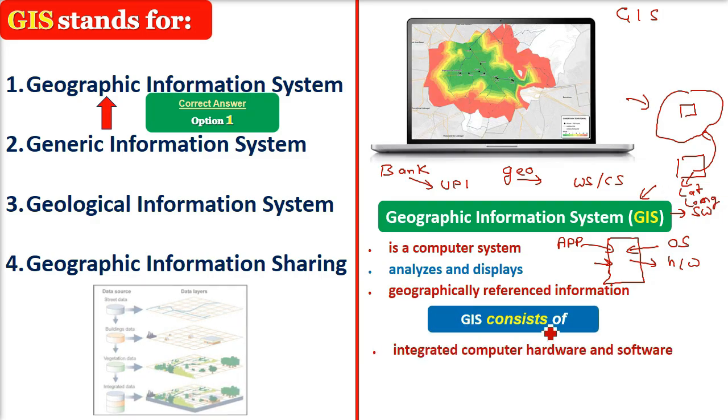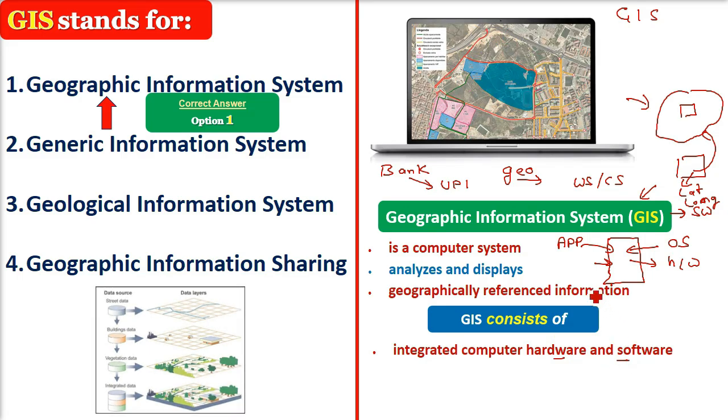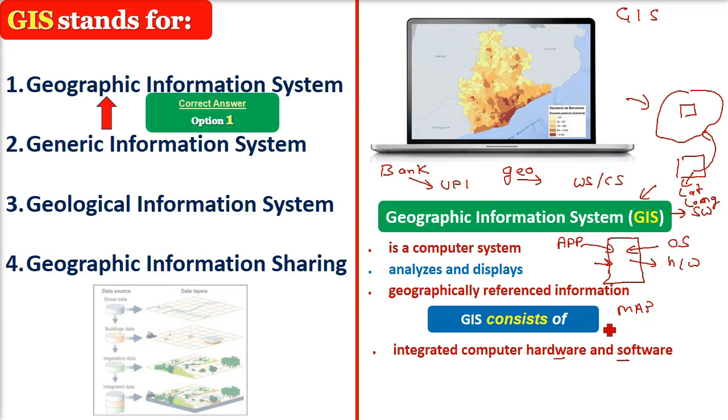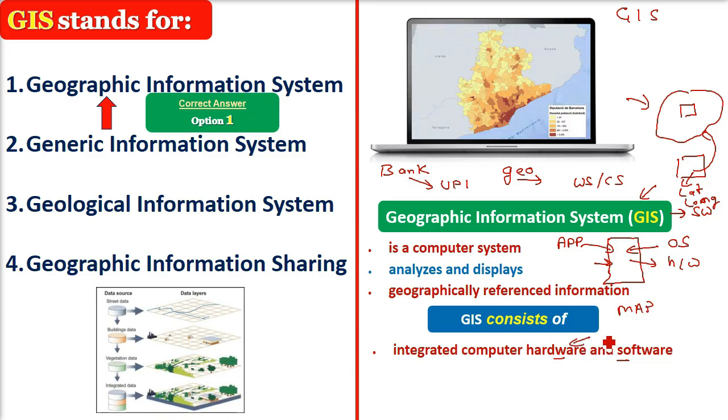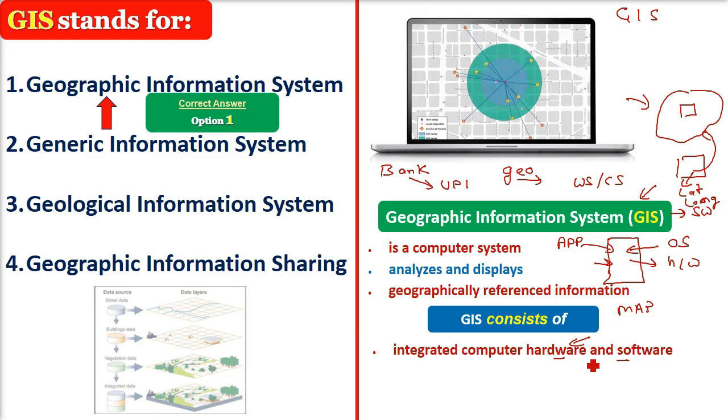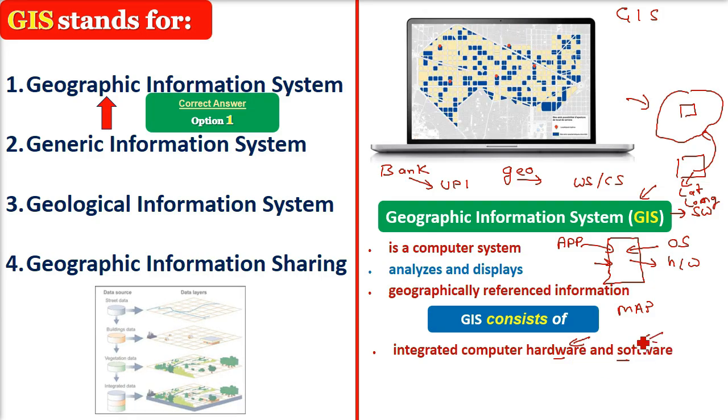So GIS consists of integrated computer hardware as well as software, because we are dealing with huge imagery, huge maps, huge data. So we need the analysis and display capability. That's why we need very good hardware with a good GPU, good processing power, a good display, and of course software. All the geographic content should be handled properly.